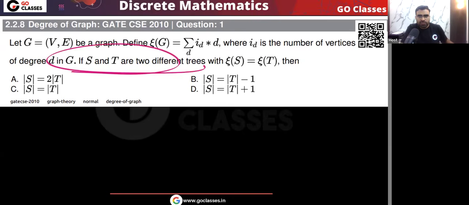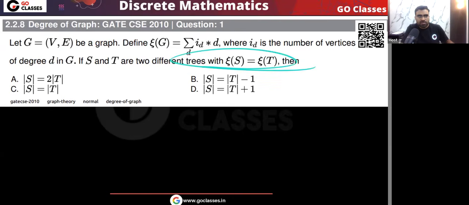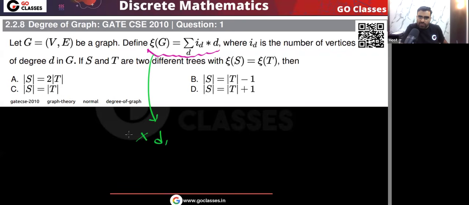If S and T are two different trees, then what will happen? First of all, try to understand what this parameter is. Look at this equation. For every degree d, we are multiplying it with the number of vertices of that degree, and then we are doing the summation.